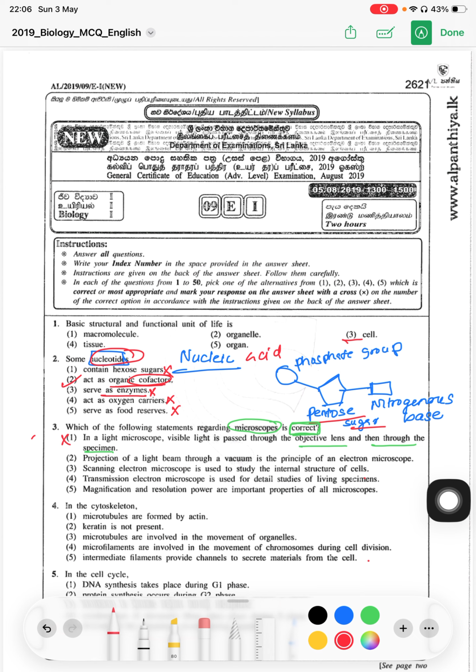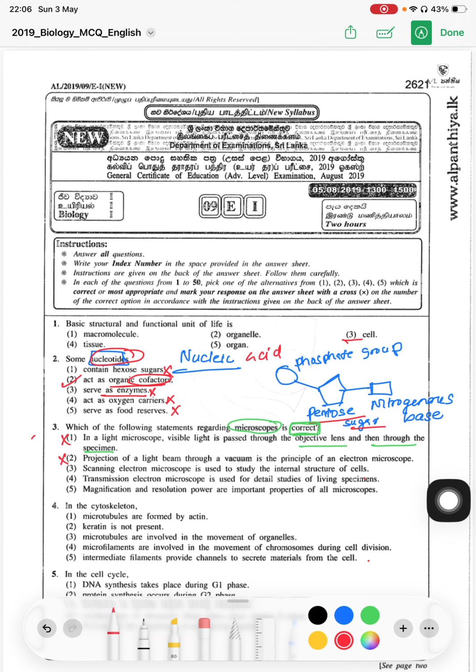Then they are saying projection of light through a vacuum is the principle of the electron microscope. That's definitely wrong. We are not projecting light beams. We are using electrons; only the beam of electrons is focused. So the second one is wrong.